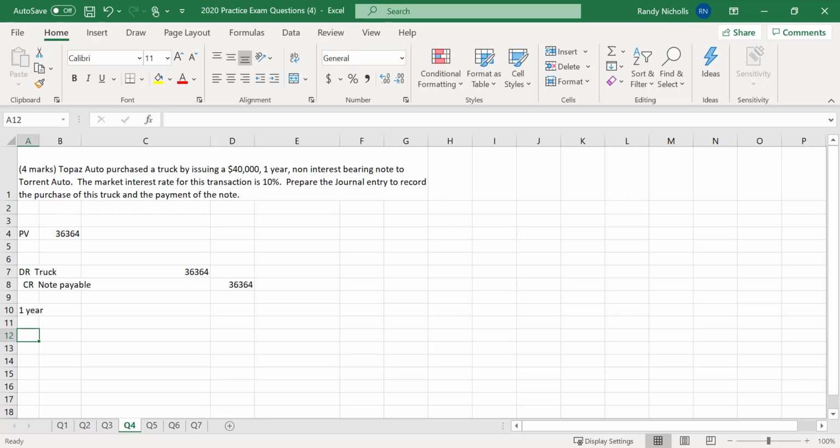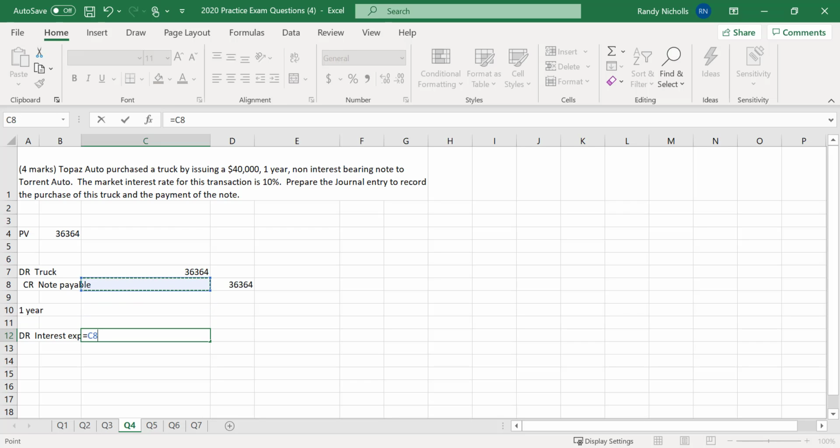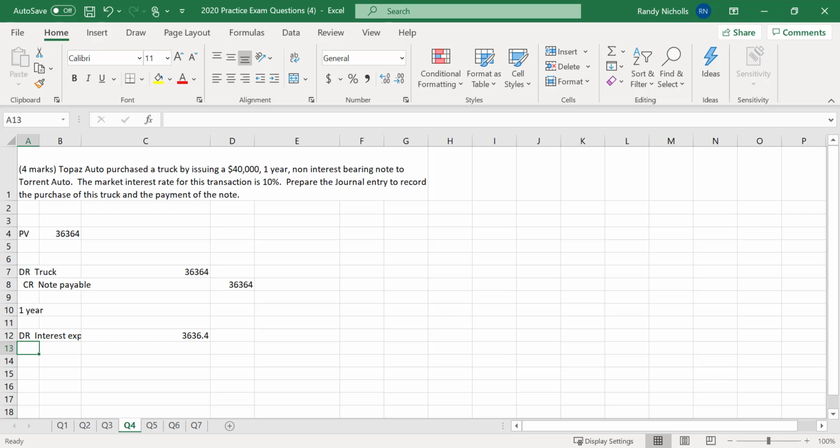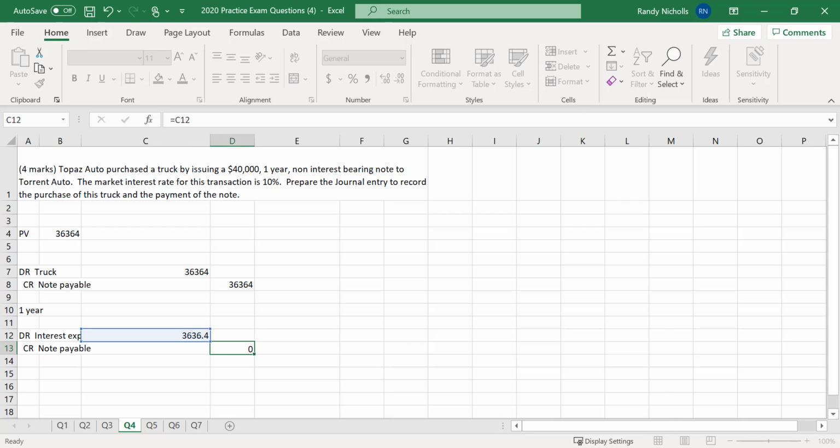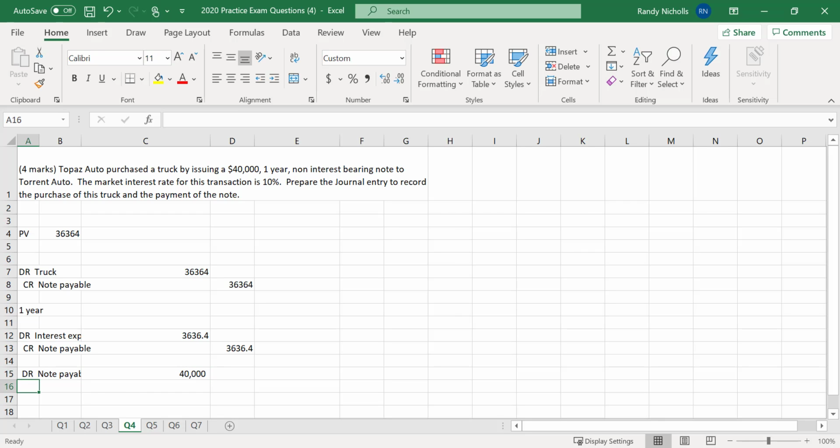I need to accrue interest. I'm going to do this as 2 separate entries because that's how I've usually done it in class, but it could just as easily be done in one. It's going to be 36,364 times my 10% rate. Again, don't get hung up on rounding. I think I'm a part dollar out. And I'm going to pay the note, which is, I did the calculation, $40,000, and that's cash.